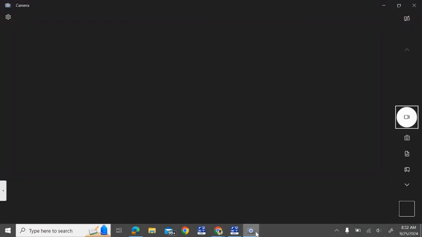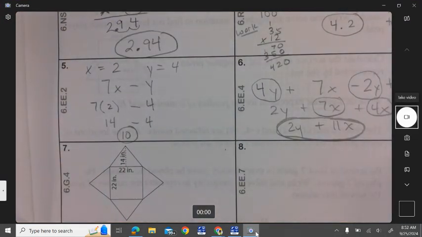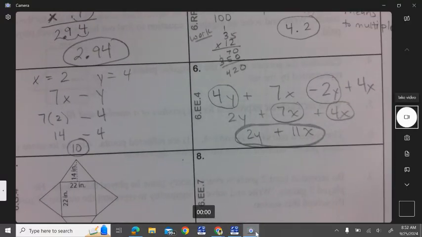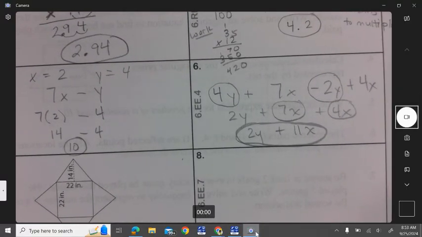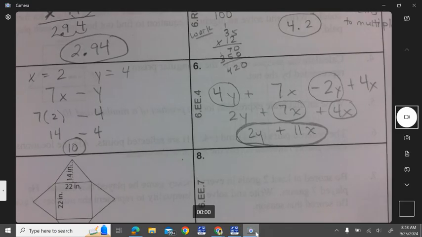So this one we have different families, we have the y family and the x family, and we combine them separately, like that.